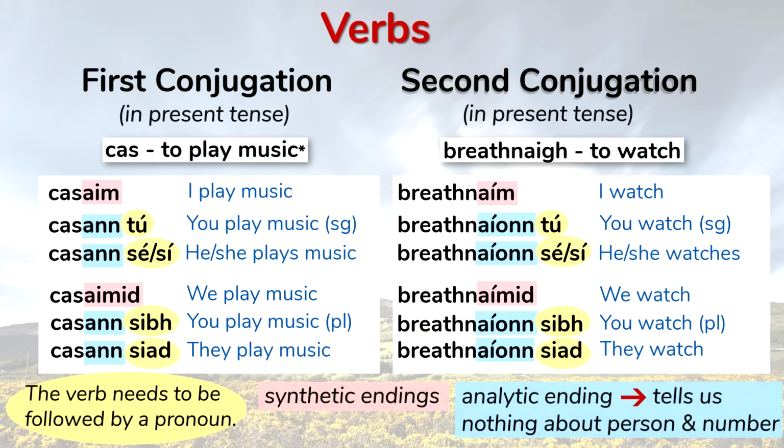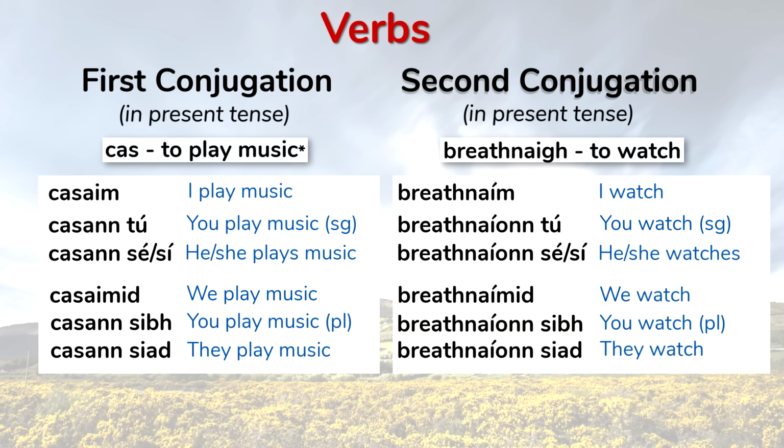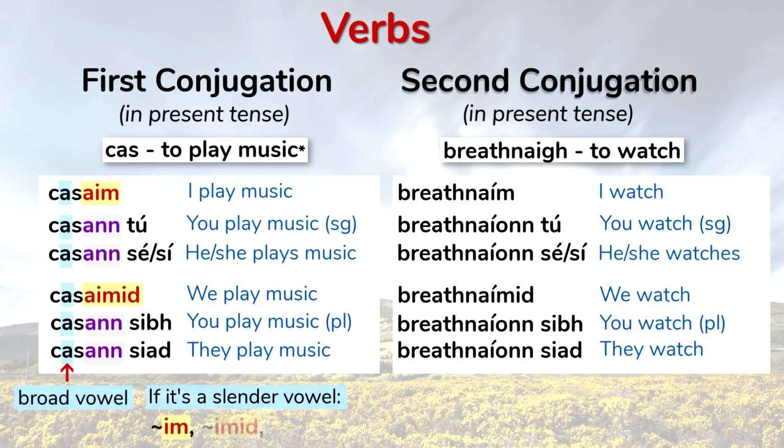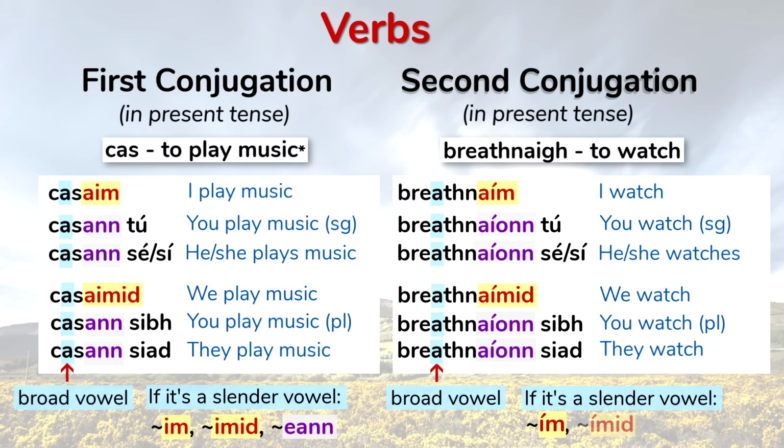First conjugation verbs and second conjugation verbs simply take somewhat different endings. In the first conjugation, the endings are for the first person singular, im, for the first person plural, imid, and for the others. That's when the verb base contains a broad vowel before the final consonant. If a slender vowel appears there, then the endings are different. In the second conjugation, the endings are aím and aimid with a broad stem, and ím and imid with a slender stem.